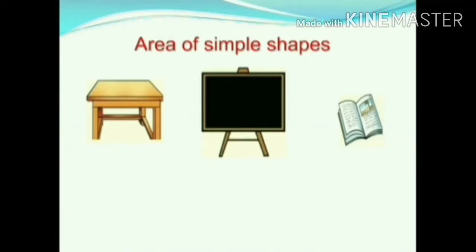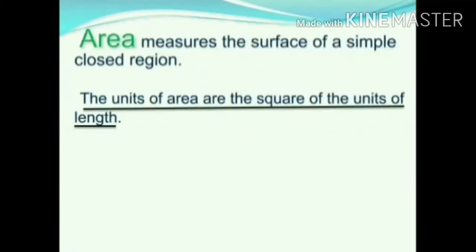What do you call the space or the region bounded by a shape? This is called the area of the shape. The space or the region bounded by a given closed figure is called its area. Area means the surface of a simple closed region. The units of area are the square of the units of length. In general, area is expressed in square units.